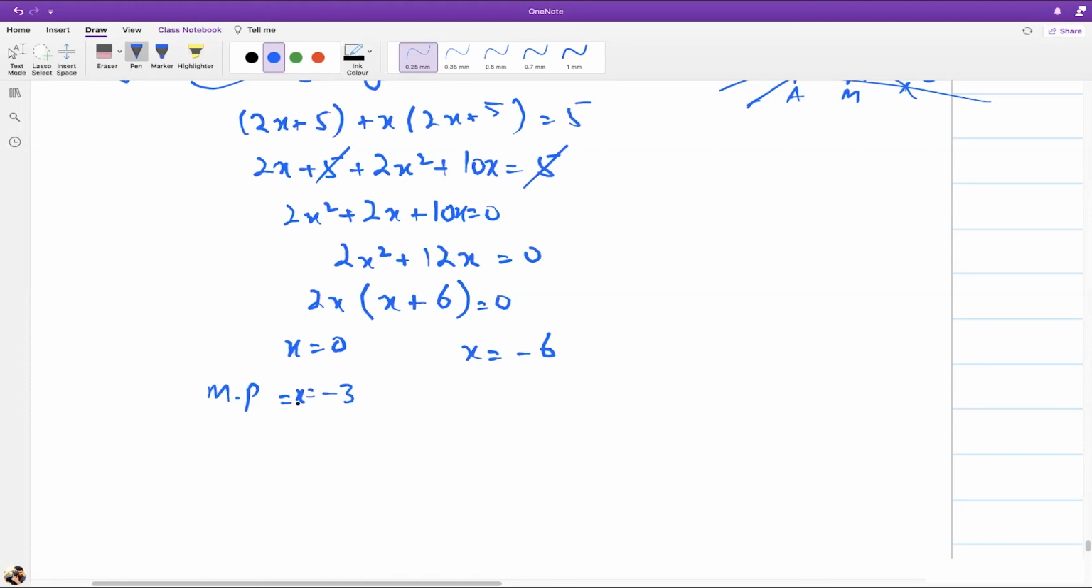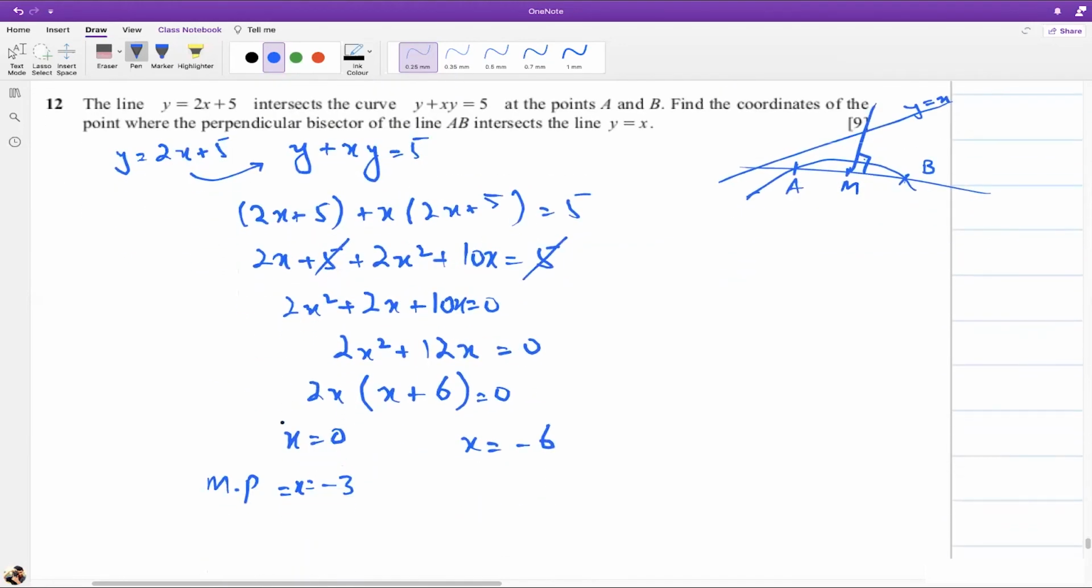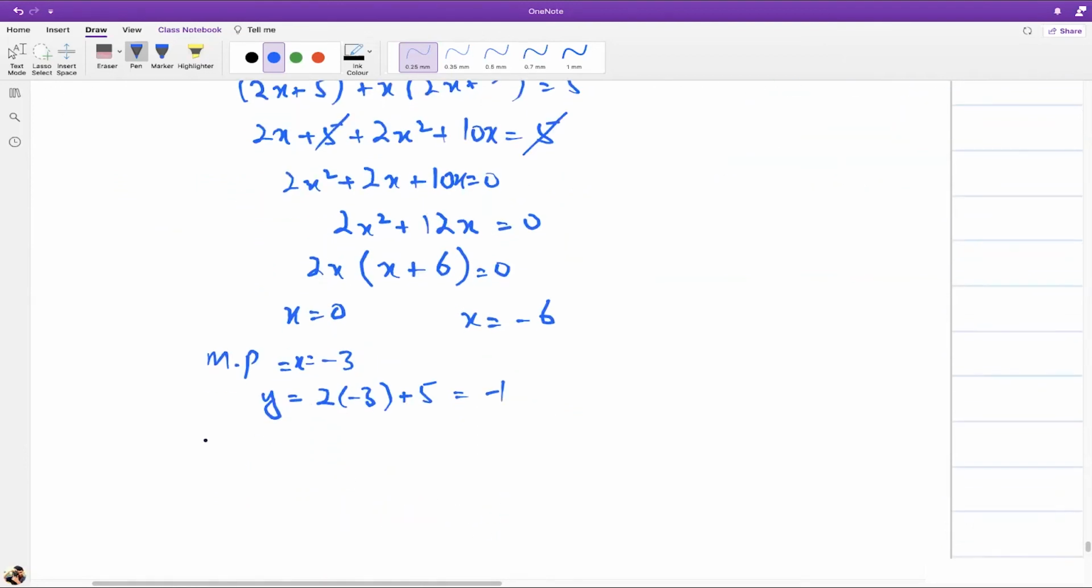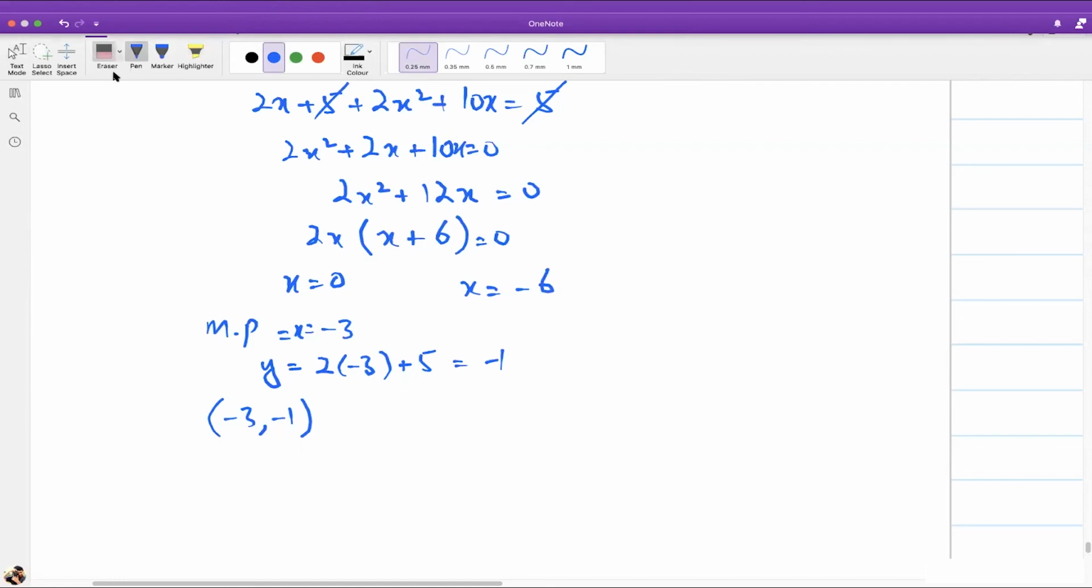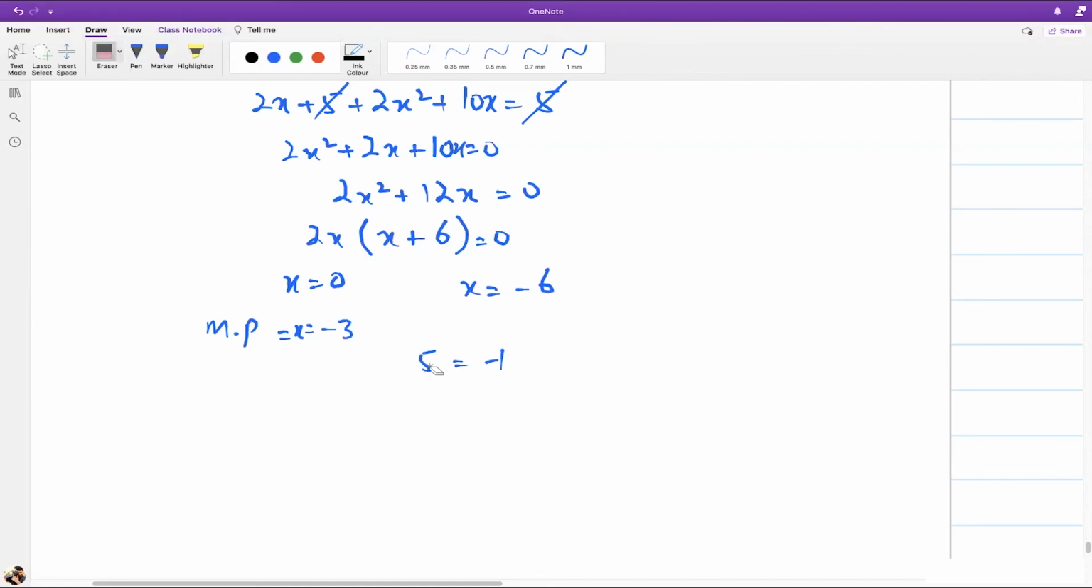ठीक है, तो मैं y पुट कर लेता हूँ वहां पे. तो y comes out to be 2 into -3 plus 5, -1. तो मेरा मिड पॉइंट आ गया -3, -1 और मेरे पॉइंट्स आ गए 0. x -3 किस तरह हुआ है? 0 और -6 का मिड पॉइंट -3 होता है. नो बट वेट, मुझे a और b का मिड पॉइंट चाहिए, ये नहीं चाहिए. तो मैं पहले y निकालता हूँ यहाँ पे.